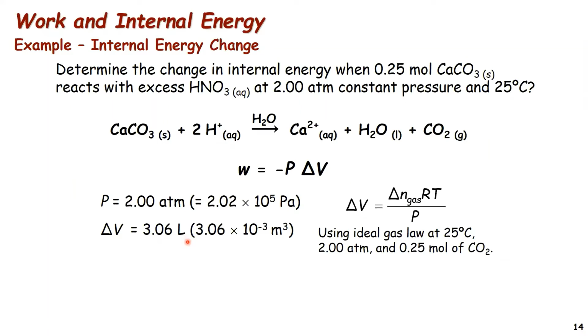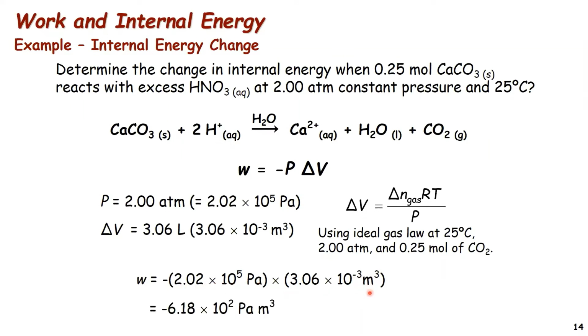Now, we have to change this to Pascal and meters cubed, okay, because that's going to be joules. So again, when we have Pascal times meters cubed, that is equal to a joule. So that's why I had to convert it to Pascals and meters cubed. And again, that is going to be negative 0.618 kilojoules. So we lost 0.618 kilojoules of energy from the expansion of the gas. Okay, any questions about that?